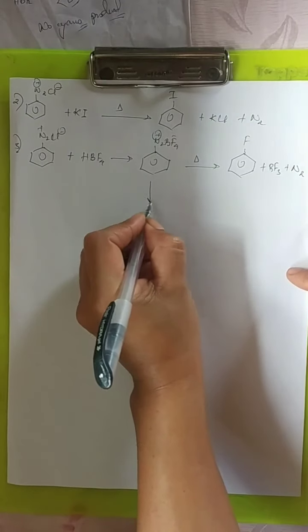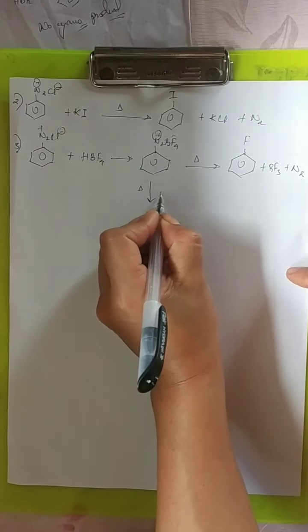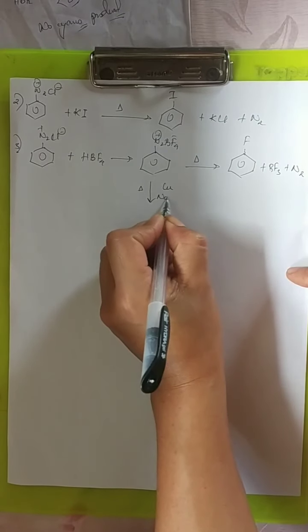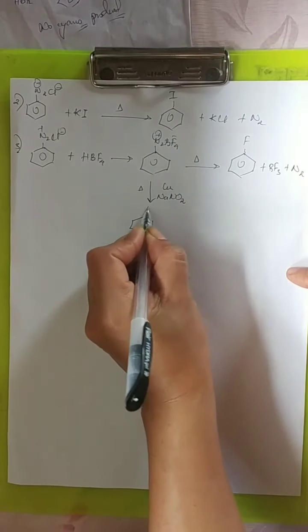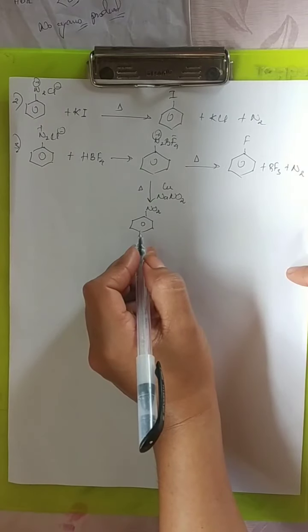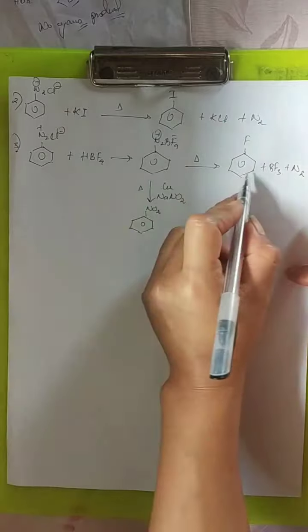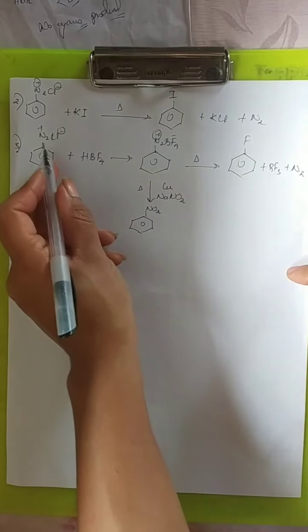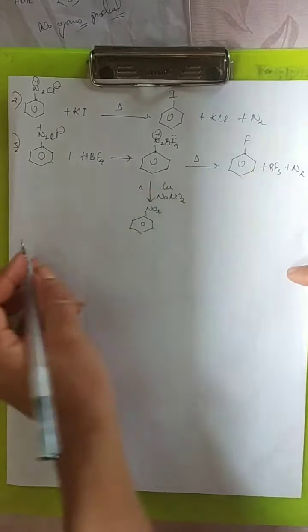Another reaction we can see here: when this is heated in the presence of copper and sodium nitrite, we will be getting nitrobenzene. This is known as nitrobenzene. The focus here is only on the reaction where the diazonium group is replaced by the fluoride ion.